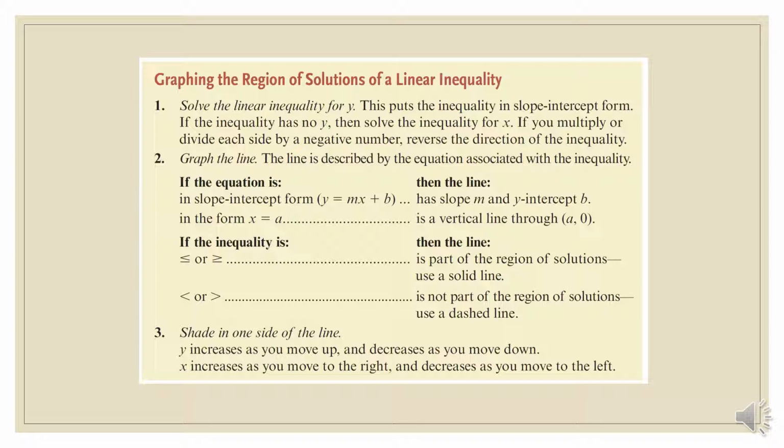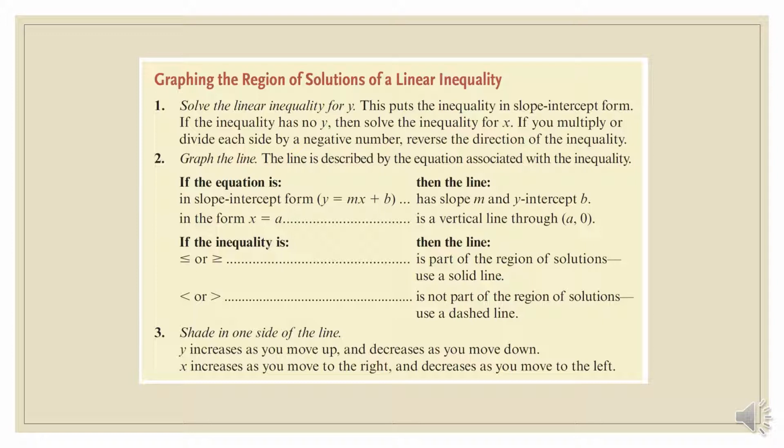Now here are the steps for graphing the regions of solutions of a linear inequality. The first step is to solve the linear inequality for y. This is going to put your inequality in slope-intercept form like we talked about before. If the inequality doesn't have a y, then just solve it for x. If you multiply or divide each side by a negative number, you want to make sure and flip the direction of the inequality. So if it's a greater than, you're going to switch it to a less than.